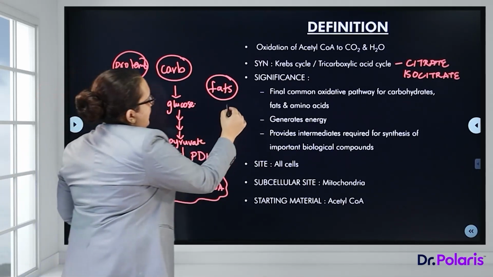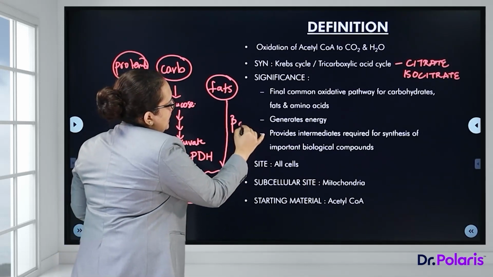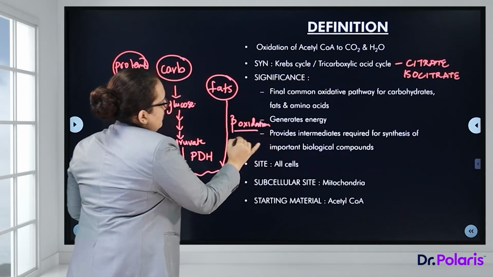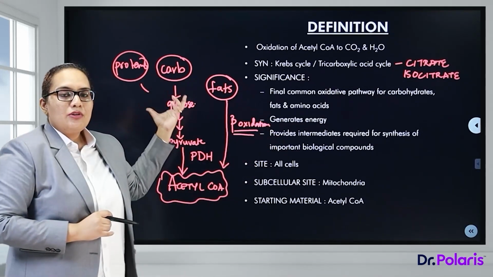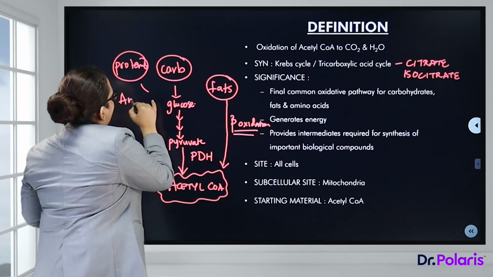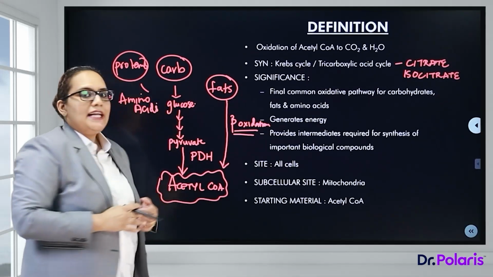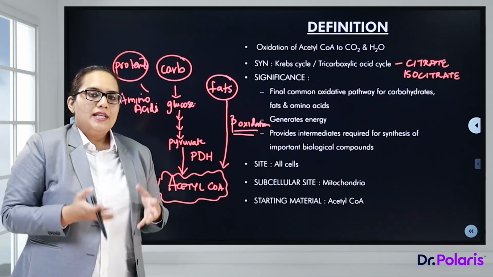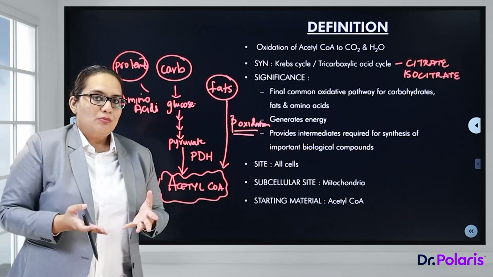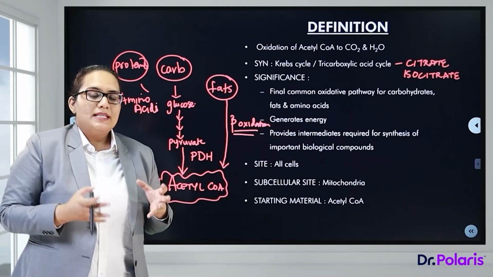The other fuel, which is fats, is broken down to acetyl-CoA through a process called beta oxidation. And last but not the least, we have proteins, which are made of amino acids. Now, certain amino acids are called ketogenic amino acids. Ketogenic amino acids are those which can be utilized for formation of ketone bodies. The common examples of ketogenic amino acids are leucine and lysine.